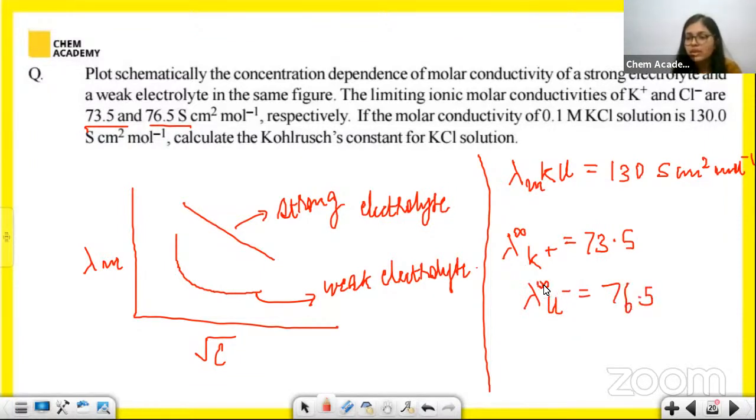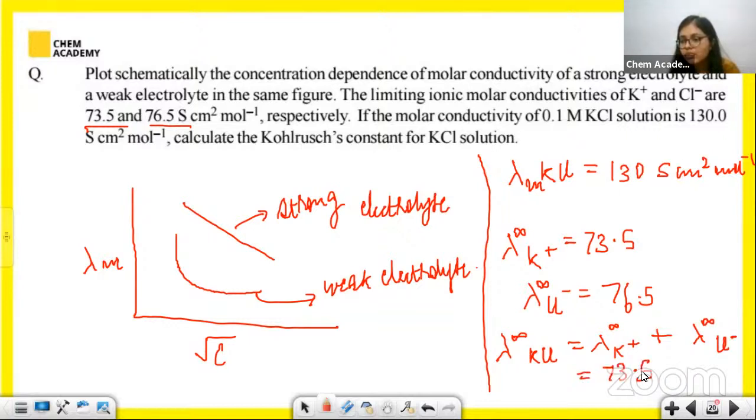So if I have to calculate the limiting molar conductivity for KCl, it can be done as limiting molar conductivity of K plus plus the limiting molar conductivity of Cl minus. Now if I add these, I will get 73.5 plus 76.5. It will come out to be 150. Now this is the limiting molar conductivity of KCl. Okay, this is the limiting molar conductivity.